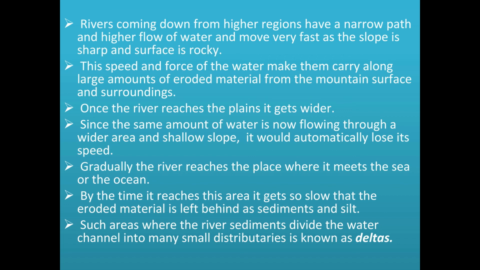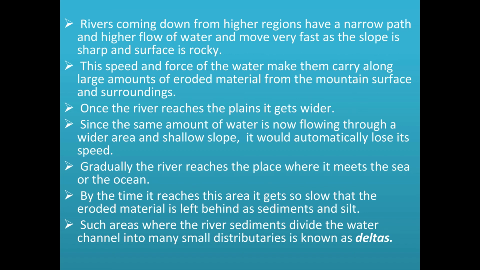Once the river reaches the plains, it gets wider. Since the same amount of water is now flowing through a wider area and a shallow slope, it would automatically lose its speed. The river starts depositing the soil and particles it brought from the higher reaches, which are left behind as alluvial deposits in the plains.